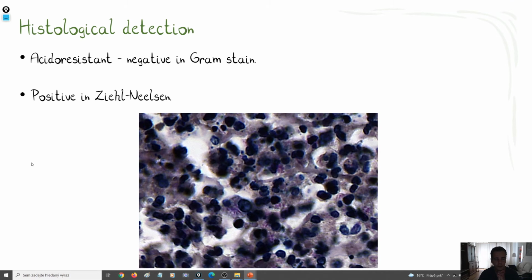How do we detect mycobacterium? Mycobacterium is acid-resistant, which means it's negative in Gram stain. But fortunately, we have Ziehl-Neelsen staining, and the mycobacteria can be visualized by Ziehl-Neelsen staining. You can see it here, for example, or here. They look like violet rods or sticks. But nowadays, we usually detect TBC by PCR.